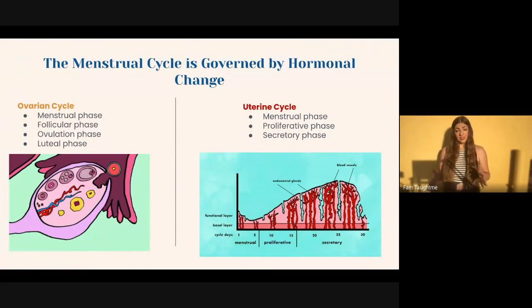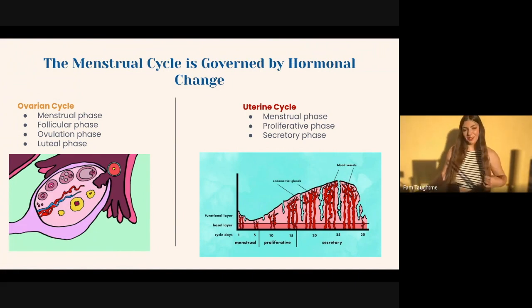And these changes occur in different parts of your system, right? So the first is the ovarian cycle. What's happening when hormonal changes cause change in the ovaries? There are four main phases of the ovarian cycle, and it has to do with the follicular development that ends up with ovulation, and after ovulation, building a corpus luteum that provides you with more progesterone.